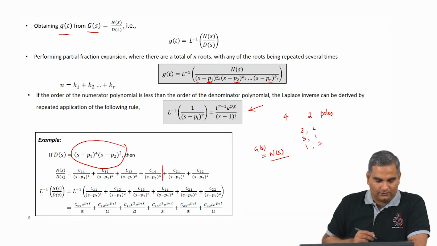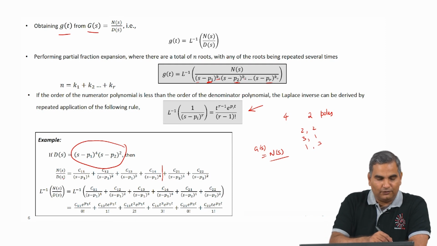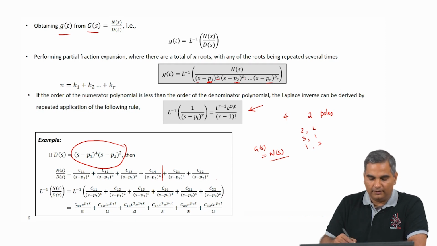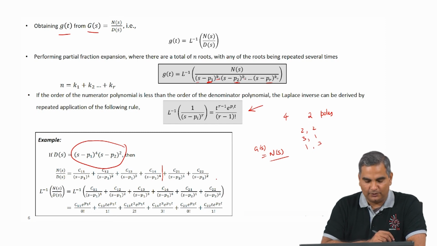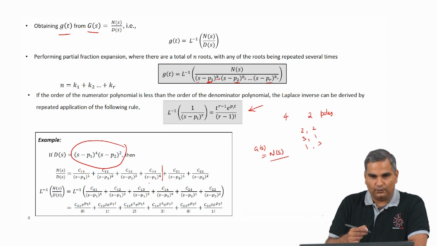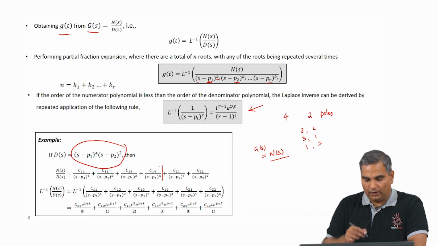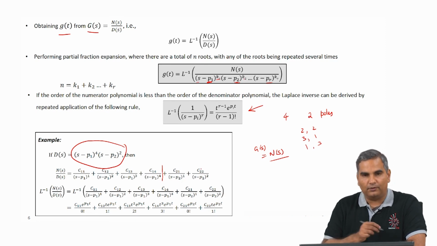And whenever I have something like this, then as I told you before in one of my previous lectures, the information from the numerator is all hidden in these constants C11, C12, C13, C14, C21, C22. The notation we have followed here is p1 is repeated 4 times, so 4 terms are there, so there have to be 4 constants. C11 is the first constant where the power is 1, C12 is the second constant where the power is 2 and so on. Similarly, for the second pole, C21 is for the second pole with power 1 and C22 is for the second pole with power 2.